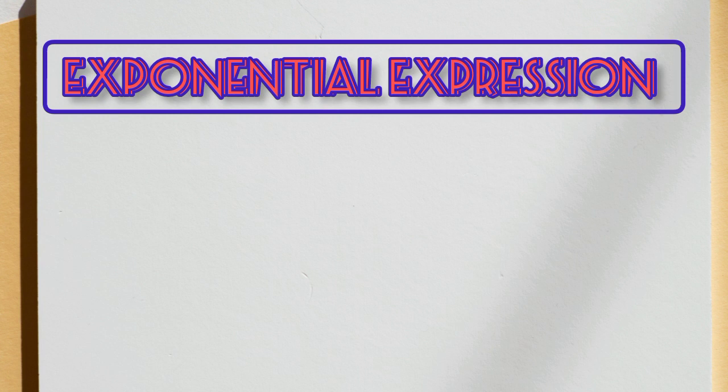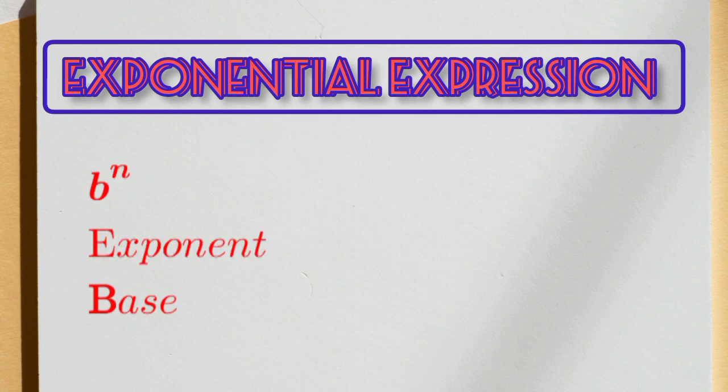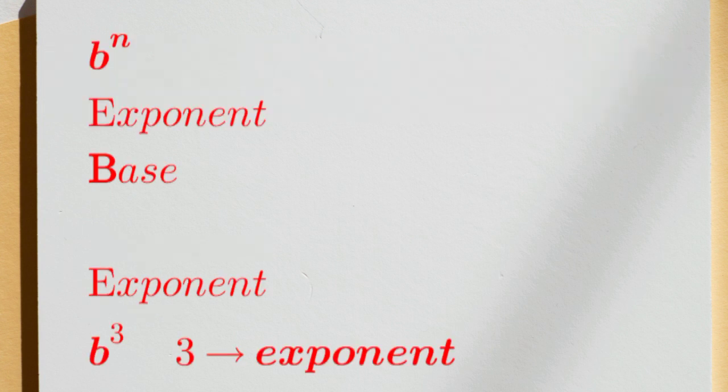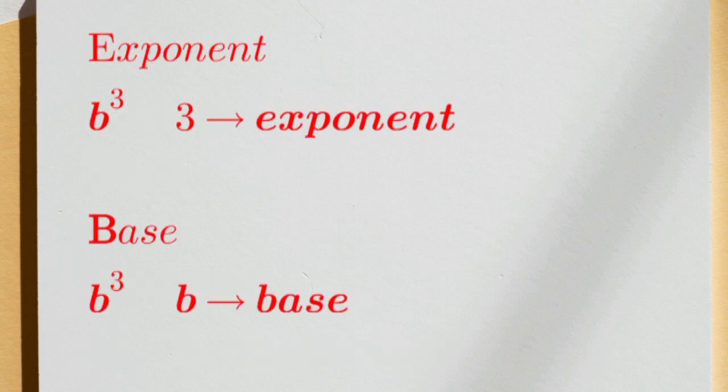Now, an exponential expression is an expression that consists of a base and an exponent. So we can say an exponential expression is divided into an exponent and a base. An exponent is the power to which a number, symbol, or expression is raised. Let's say, for example, you have b raised to the power of 3. Our 3 here is the exponent. Now, a base is a number raised to the power of the exponent. So, using our example, b raised to the power of 3, our b here is our base.